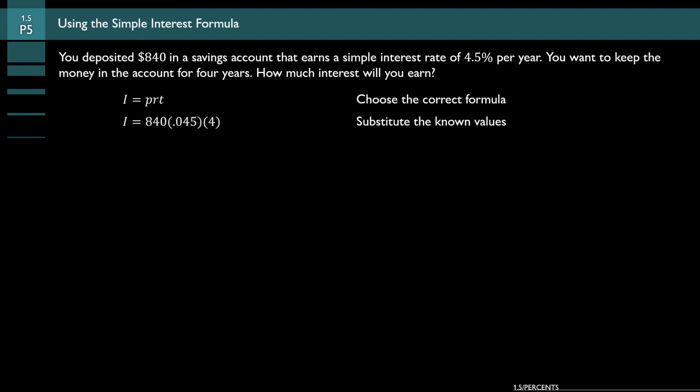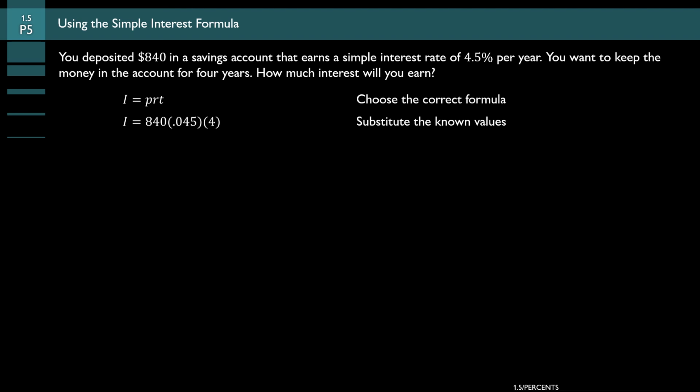Finally, it says you want to keep the money in the account for 4 years. So because it's 4 years and we're doing this in years, we're just going to insert 4. Now, if it had said 6 months, 6 months would be half of a full year of 12 months, so we would put in 0.5. Again, remember that with time, we're always going to be doing it based on years unless we're told to do it some other way.